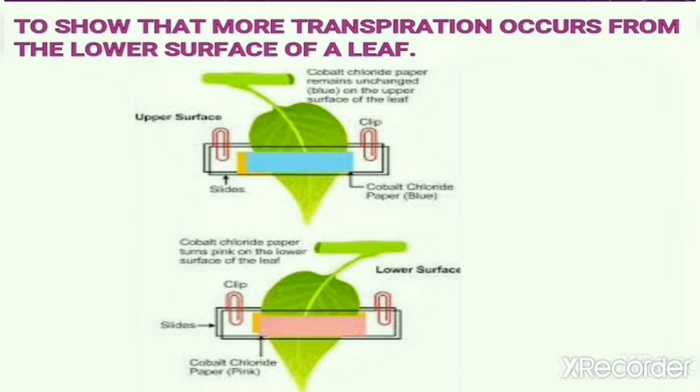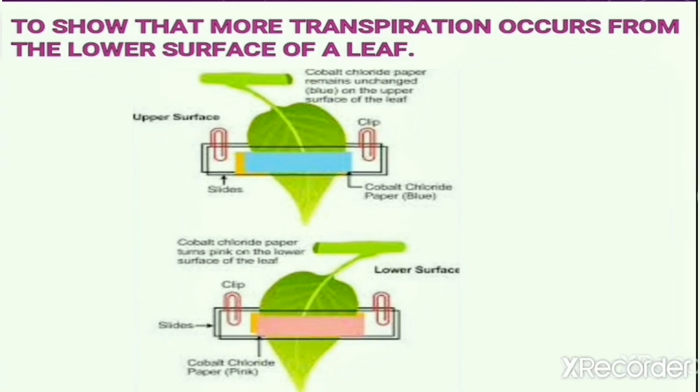Now the next is an experiment or activity to show that more transpiration occurs from the lower surface. We have already discussed that the number of stomata is greater on the lower surface of a leaf, and this can be proved by this activity. In this activity, we need a well-watered potted plant, 2 pieces of cobalt chloride paper, some glass slides and some clips to attach those papers on the leaf. Here also the cobalt chloride paper will act as a moisture indicator.